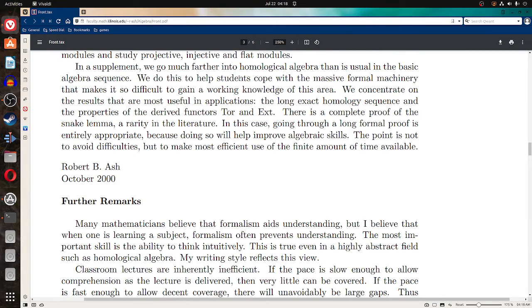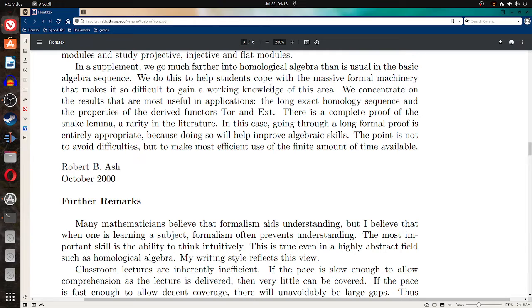In a supplement, we go much farther into homological algebra than is usual in the basic algebra sequence. We do this to help students cope with the massive formal machinery that makes it so difficult to gain a working knowledge in this area. We concentrate on the results that are most useful in applications, the long exact homology sequence, and the properties of the derived functors, Tor and Ext. There is a complete proof of the Snake Lemma, a rarity in the literature.